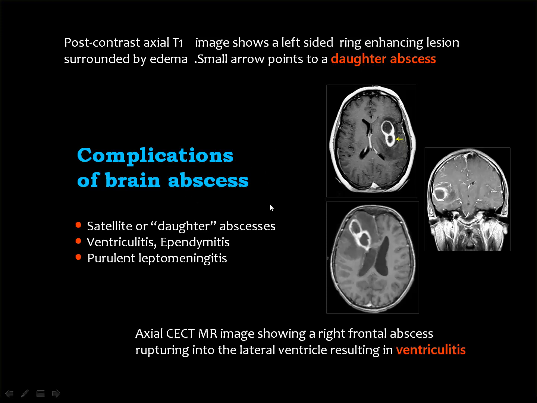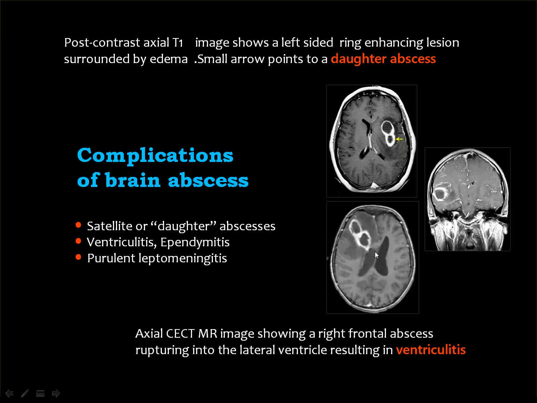Abscesses are liable to complications. The complications are three. Number one, daughter abscesses, meaning that an abscess develops with another one and another one in the nearby area. Number two, extension to the ventricle, resulting in ventriculitis.